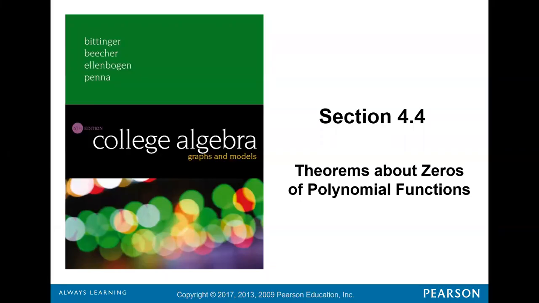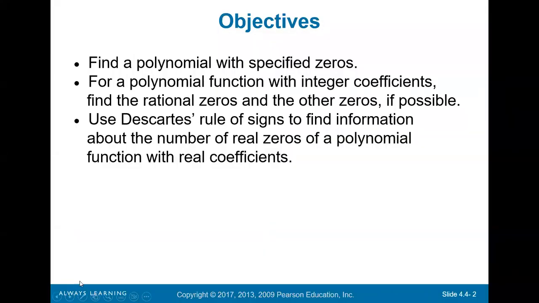Section 4.4, theorems about zeros of polynomials. The objectives here are to find polynomials with specified zeros for a polynomial function with integral coefficients, find the rational zeros and the other zeros if possible, and use Descartes' rule of signs to find information about the number of real zeros of a polynomial function with real coefficients.